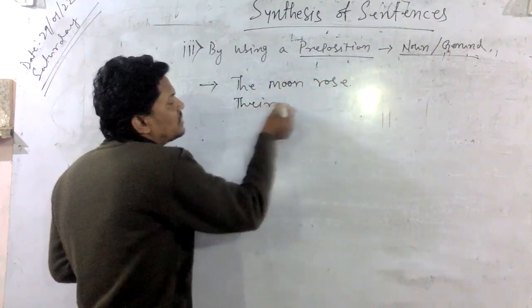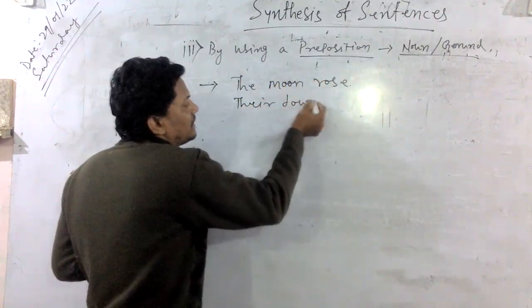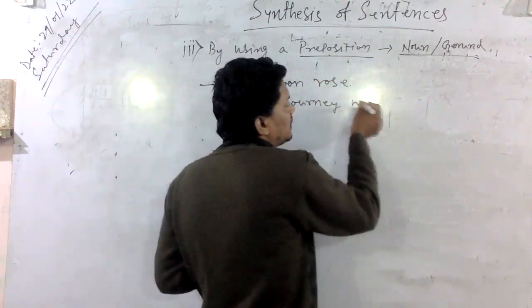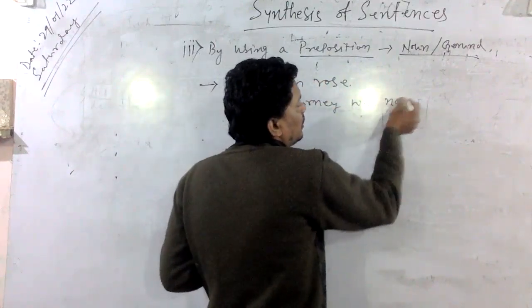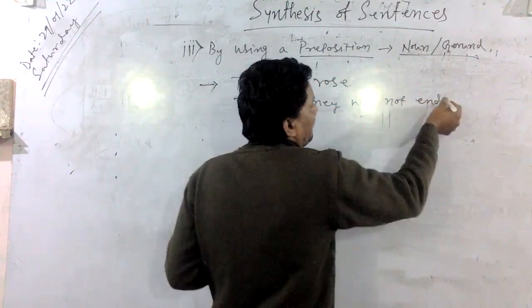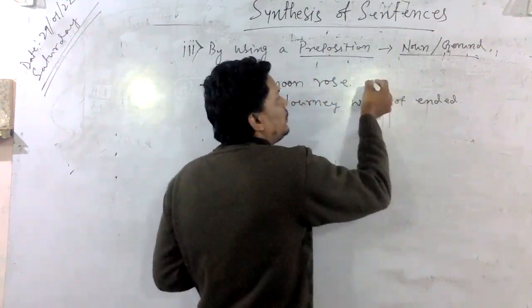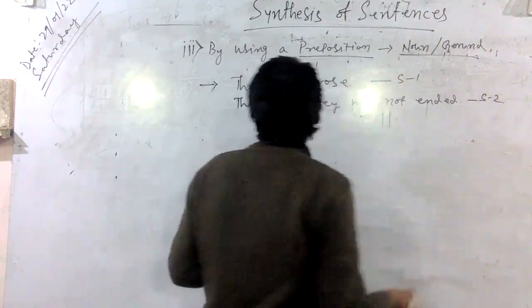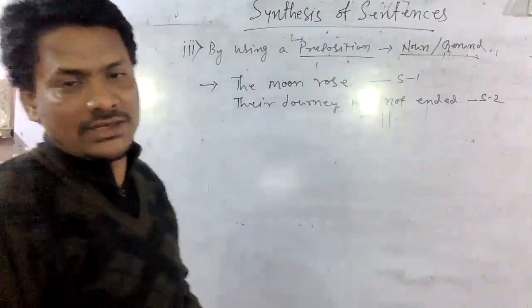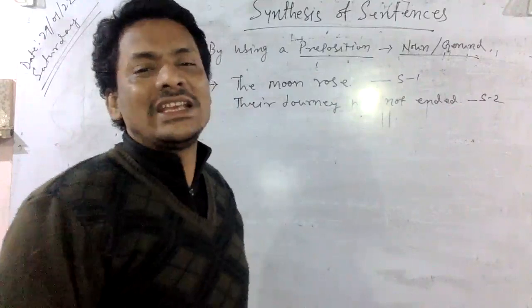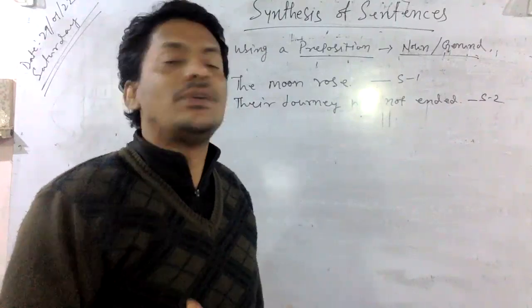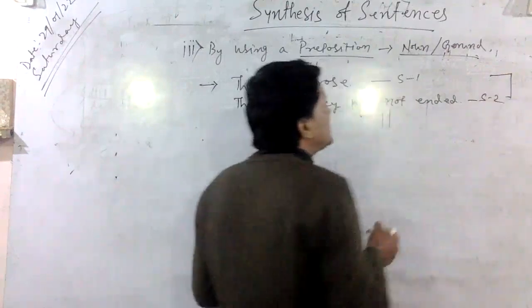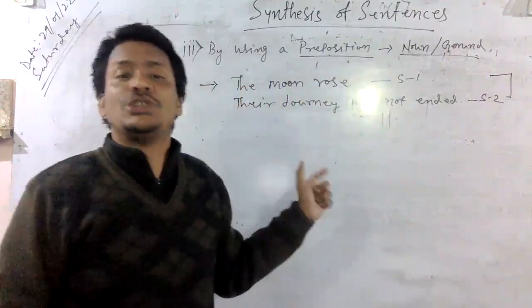Their journey was not ended. The moon rose. Their journey was not ended. Now you find out sentence one and sentence two. Two of the sentences have been pointed. So, in that case, what are we supposed to do? We are supposed to combine these two sentences using a preposition.